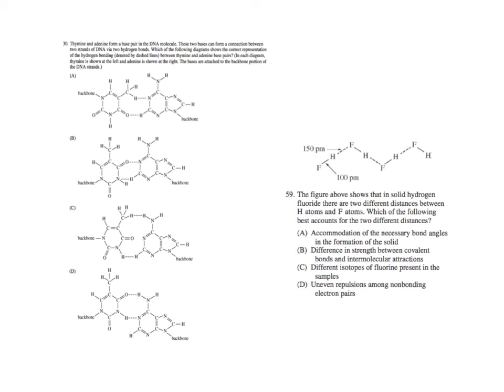All right, the last two we're going to look at are another two multiple choice questions. This is a question about base pairs. Again, we have some biology on an AP exam, so I just don't want you to be scared. This is not something you can't handle. They're talking about thymine and adenine and why they pair up. It tells you that these two bases can form a connection between two strands of DNA via two hydrogen bonds. So that's key here. We're looking for the picture that represents two hydrogen bonds.